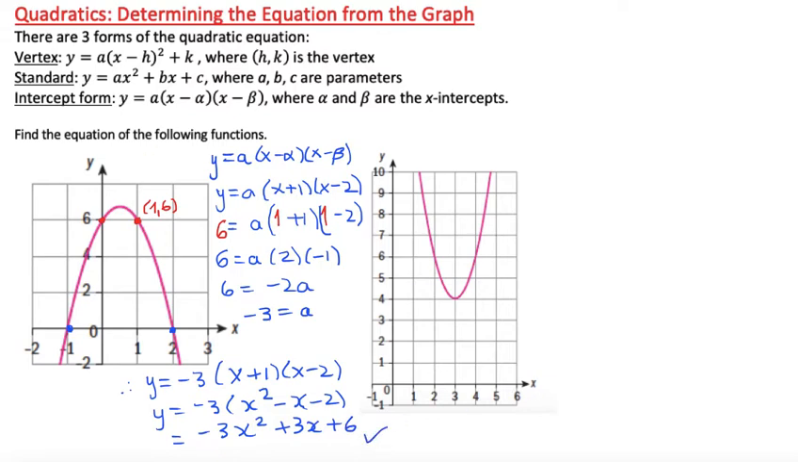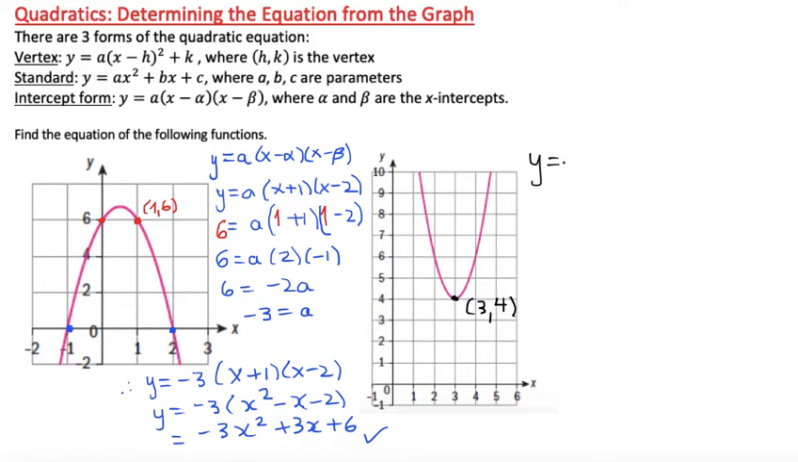Okay, let's do the one on the right here. And again, remember, the first task is to pick an appropriate form. So here we are given the vertex. We can see that the vertex here is 3, 4. And once you have the vertex, then this is good news. Just grab the vertex form and away you go.